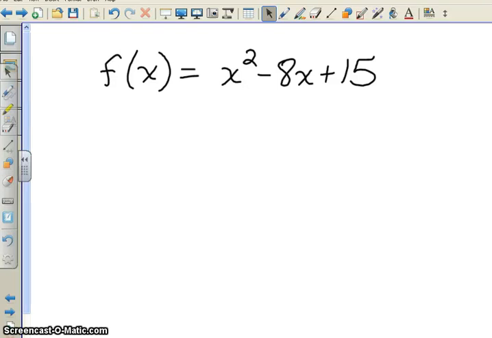Let's begin by taking a look at this function f of x, that is x squared minus 8x plus 15. So this is called a quadratic function because of the x squared. And every quadratic makes a parabola as its graph. So let's take your calculator and graph x squared minus 8x plus 15.